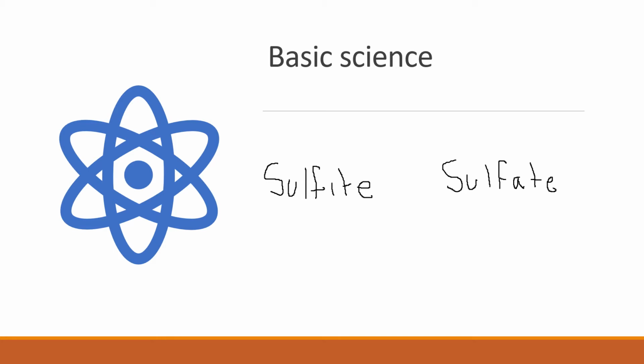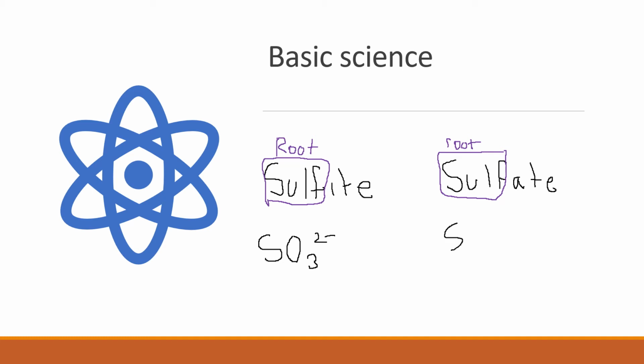And so we can see here that here is the root of sulfur. And here is the suffix. So like I said before, "ite" goes to the one with fewer oxygens. We can see here that sulfite only has 3, whereas sulfate has 4.